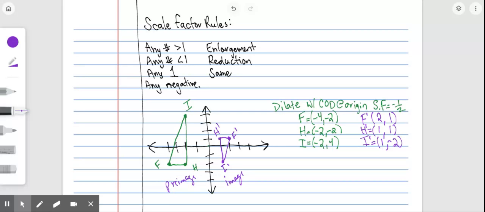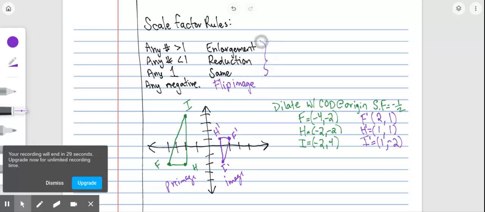You probably noticed that my image is flipped. So anytime you have a negative scale factor, you flip the image. Okay. These things all apply. You'll still have an enlargement if it's bigger than 1 and a reduction if it's less than 1, but your image will be flipped if you have a negative scale factor. And that's because basically what it's doing is this line that's created through the origin, you go to the opposite side of it. Okay. Do you remember how we were drawing lines yesterday when we did dilations?